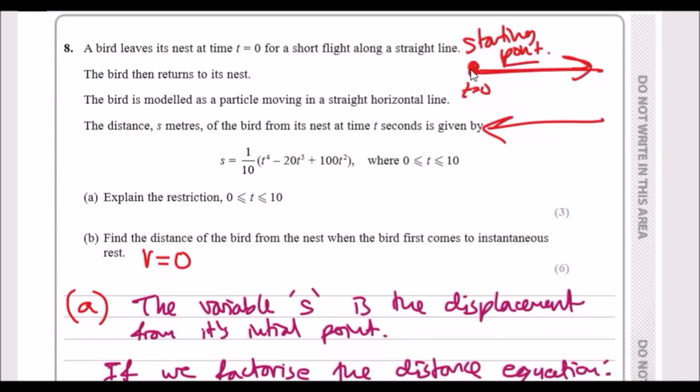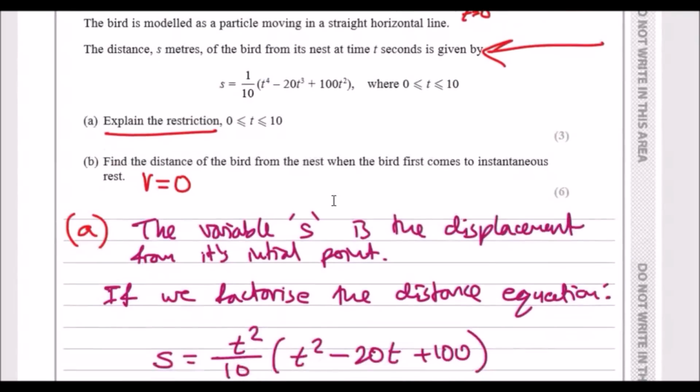Okay. Now this is the part where everyone is a bit confused. Explain why we have a restriction. Well, just like I said earlier, the variable s is the displacement from its initial point. So basically the distance the bird traveled from the flight to come back to its initial point. Now what I just realized is that you could simply factorize this equation, and you want to prove that when t is 0 and t is 10, you should get a 0 displacement, meaning it's returned.